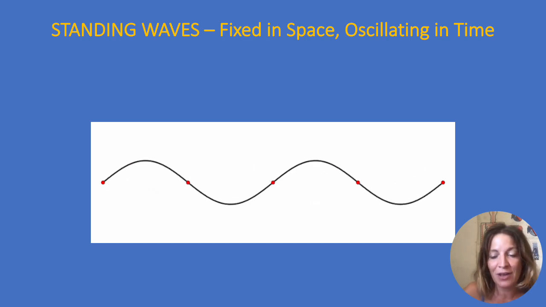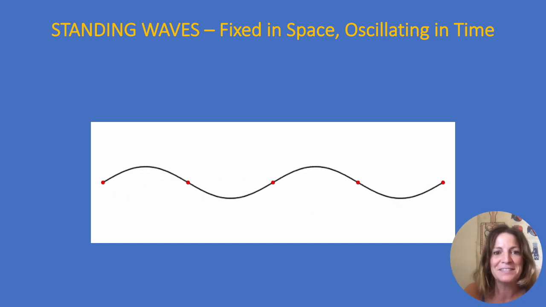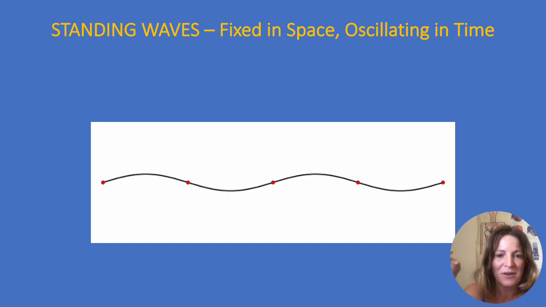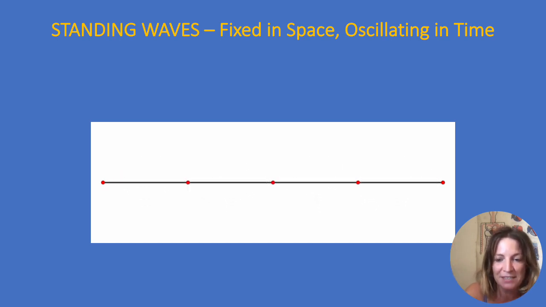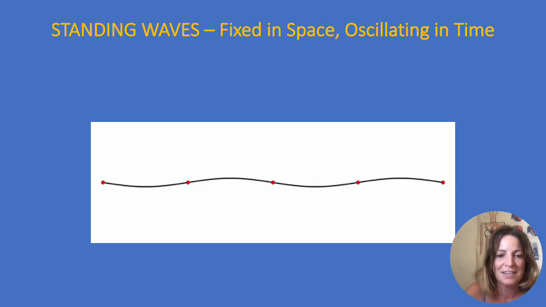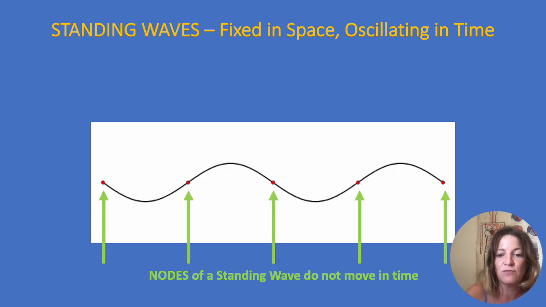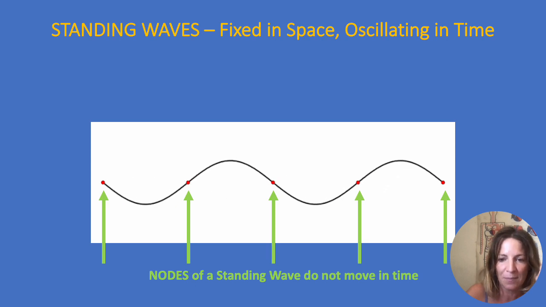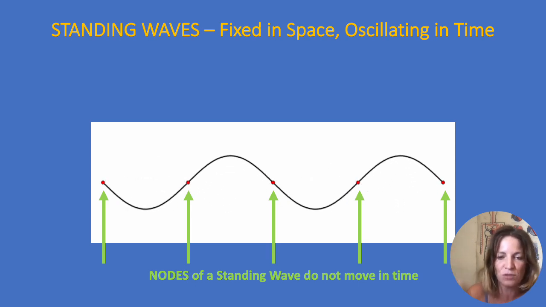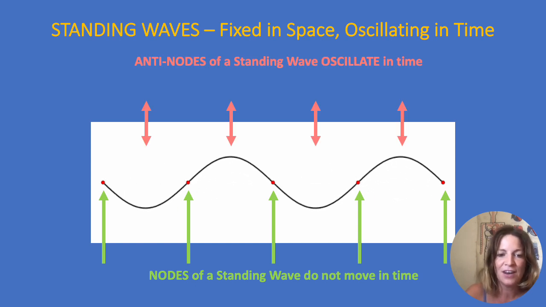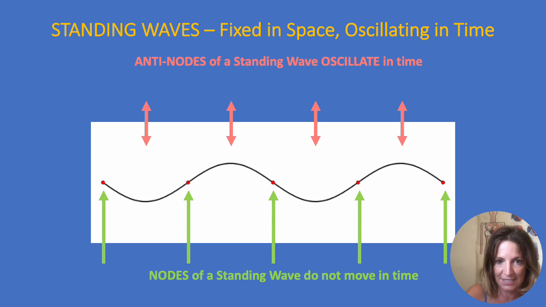So, for now, let's start with what is a standing wave. Standing waves are waves that are fixed in space and oscillate in time. They are characterized by the existence of nodes. Nodes are points of no motion, so they are points in the line that do not move in time while the standing wave is on. And then there are the antinodes of a standing wave, and these do oscillate in time.